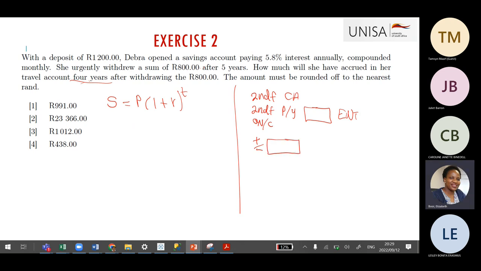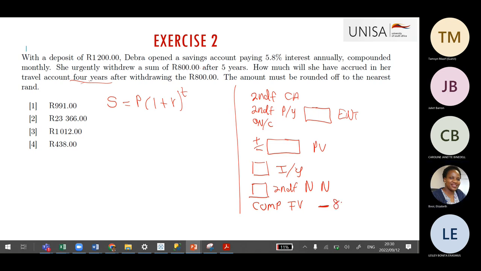And this is the deposit, which is the present value. And our interest, which is I/Y. And you will need to put the amount, how long, 5 years, which is second function N, and again. And then you will need to compute. What do you need to compute here? You will need to compute the future value. And then once you get the answer of the future value, you will need to subtract the 800.